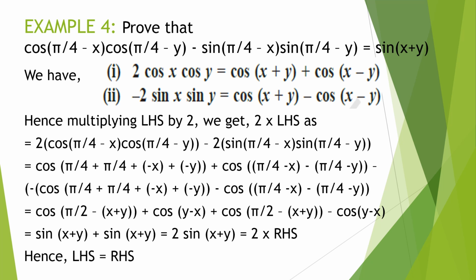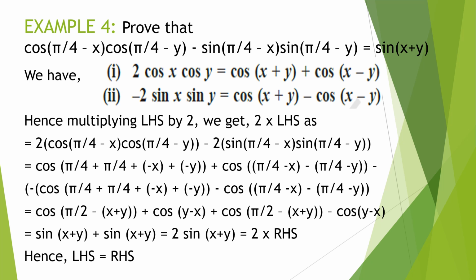When you put the signs, please take care. So now it simplifies into cos of (pi by 4 plus pi by 4, meaning pi by 2, minus x plus y) plus cos of (y minus x). And for the second term, minus minus will become plus. So cos of (pi by 2 minus x plus y) and minus cos of (y minus x). So when you simplify this, now again remember, when it is pi by 2, the function changes. When it is pi, it doesn't change.